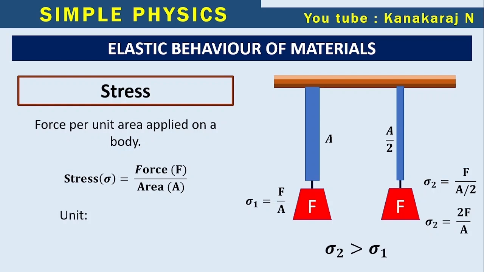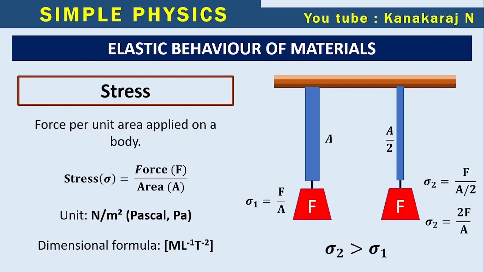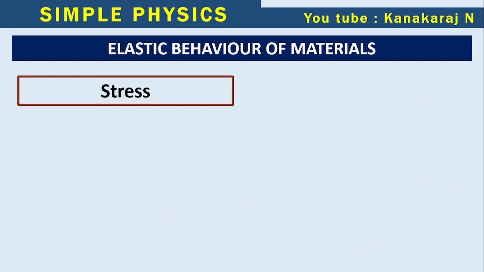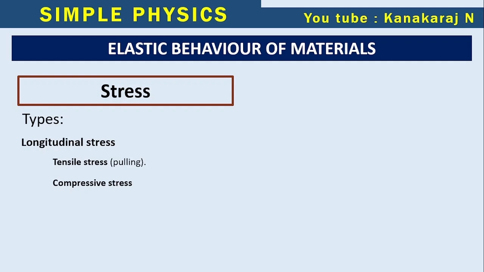The unit of stress is Newton per meter square, Pascal. The dimensional formula for stress is M L power minus 1 T power minus 2. Types of stress. Longitudinal stress is of two types. One is tensile stress due to pulling, the other one is compressive stress due to pushing.